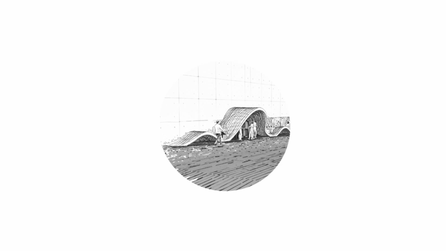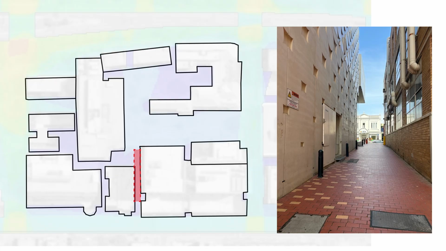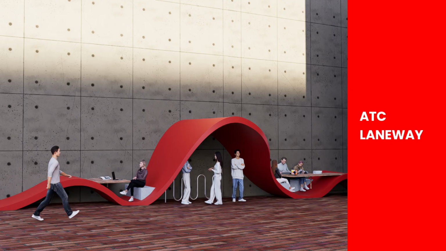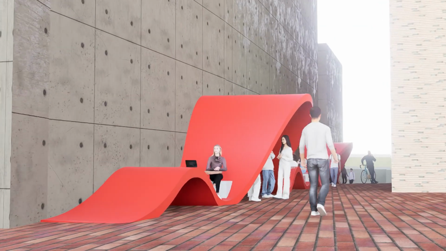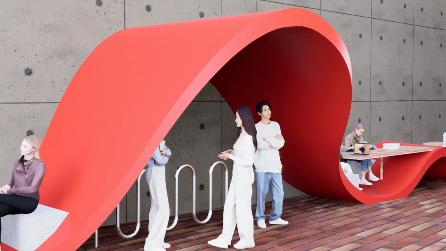At the meso scale, we have focused on the laneways, which currently act mostly as thoroughfares that people pass through without stopping. In this meso design, looking at the laneway outside of ATC, we wanted to transform the space into somewhere people can stay and engage in.